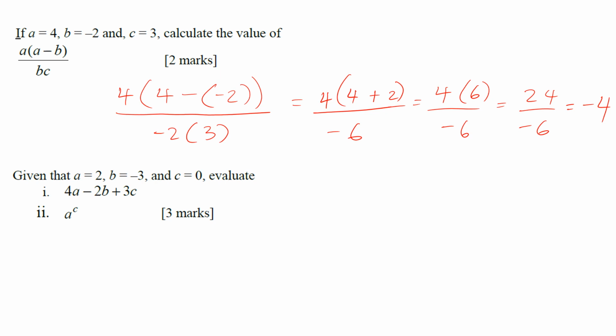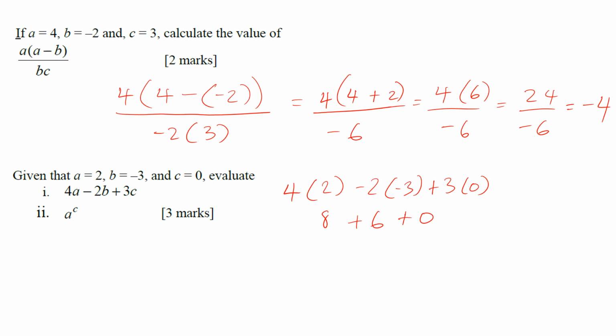For the question below, we have a is equal to 2, b is equal to negative 3, and c is equal to 0. Let's look at the first part, which is 4a minus 2b plus 3c. So it's 4 times a, which is 2, minus 2b, b is negative 3, and then plus 3c and c is 0. Alright, so this can be reduced to 4 times 2 is 8, and then minus 2 times negative 3, that will give us positive 6, and then 3 times 0, that will give us 0.